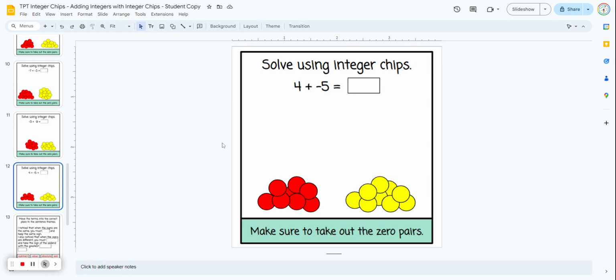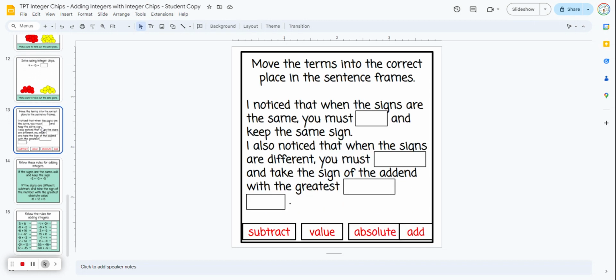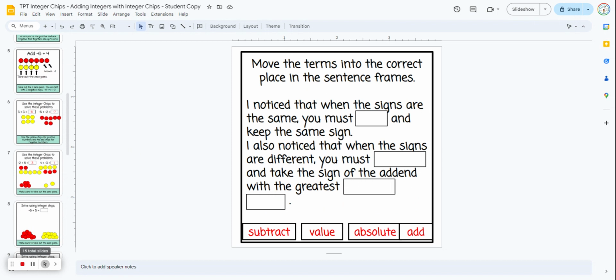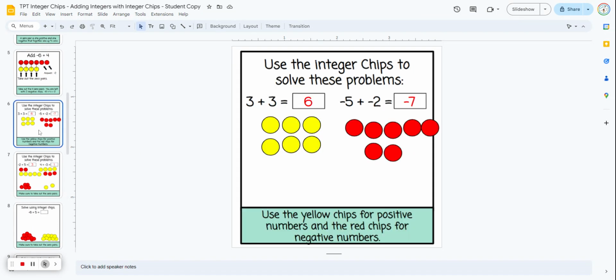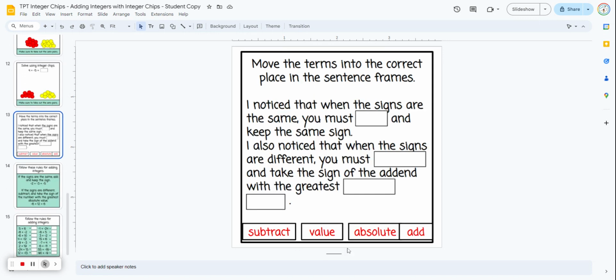We want to make sure they show how they did this with the chips and they're not just typing in their answer. Now when they get to slide 13, they may want to refer back to slide 6 when they're adding and the signs are the same. So we're going to drag and drop these terms into the correct place in the sentence frames. I noticed that when the signs are the same, you must add and keep the same sign.